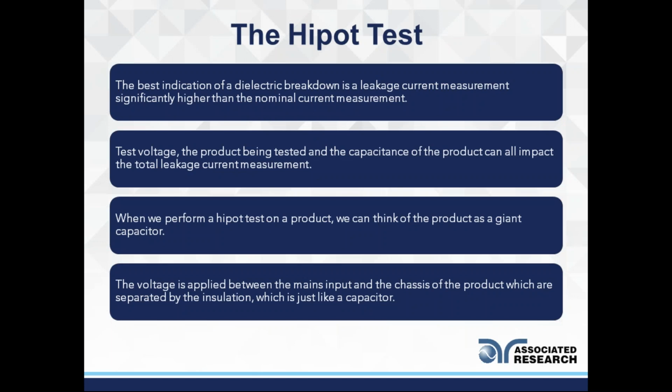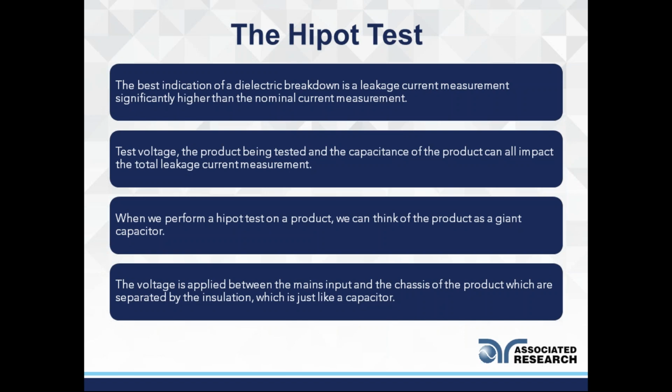So let's look at a few more things that are important to know about the Hipot test. The best indication of a dielectric breakdown is a leakage current measurement significantly higher than the normal or nominal leakage current measurement. This means that, first of all, breakdown is one of the failure types, and that's why the Hipot test is used on products to detect breakdown conditions, to detect shorts, to detect if it's leaking dangerous amounts of current.